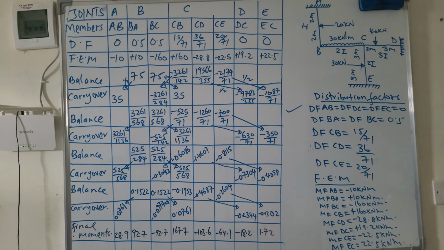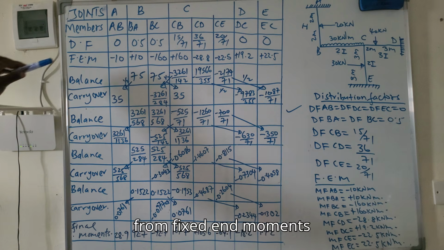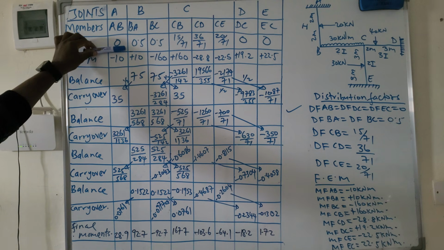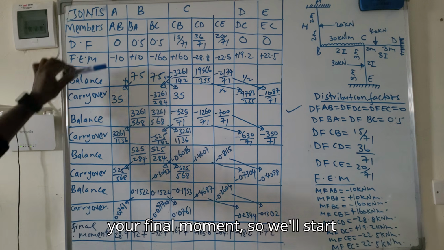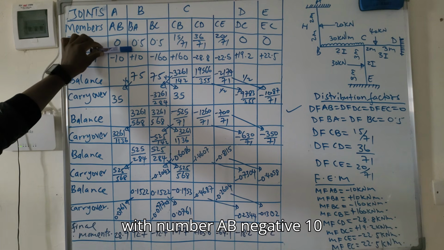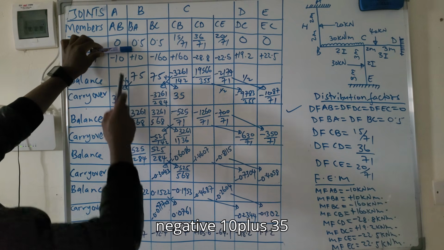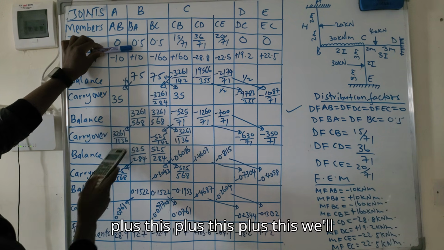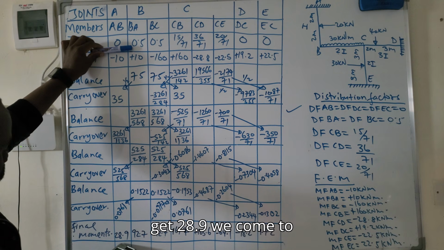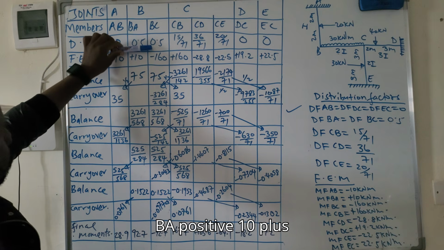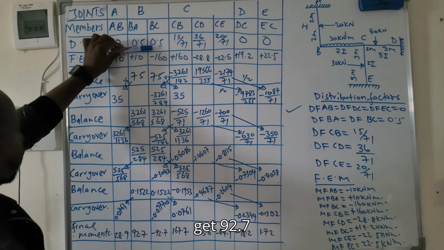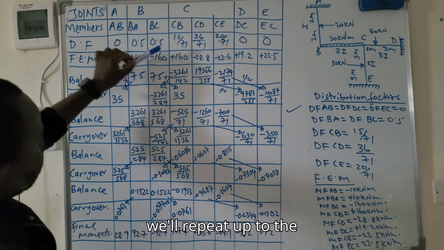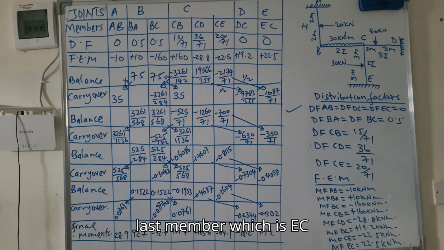So your final moment is the total sum from the fixed end moment as you go downward until your last carryover. That is your final moment. We will start with member AB: negative 10 plus 35 plus this plus this plus this. You'll get 28.9. If we come to BA, positive 10 plus this plus this plus this plus this, you'll get 92.7. You will repeat up to the last member, which is EC.